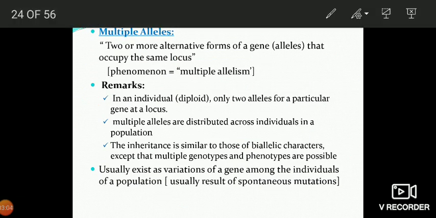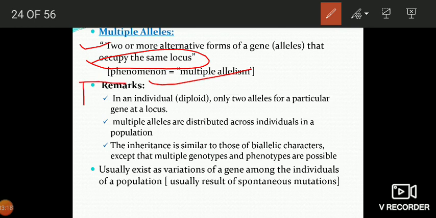Now how you can define multiple alleles? Presence of more than two alternative forms of a gene that occupy the same locus. Okay, they are known as multiple alleles, and the phenomenon is known as multiple allelism that we have already discussed. Okay, some important remarks about multiple allelism. These remarks are very much important. You have to remember these once for all.